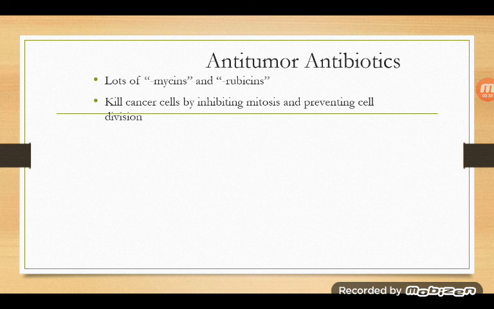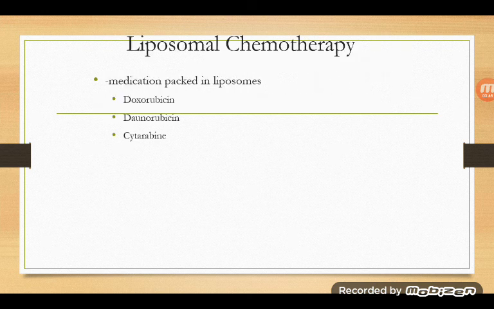Anti-tumor antibiotics. Lots of mycins and rubicins kill cancer cells by inhibiting mitosis and preventing cell division, just like they do to the bacteria. Liposomal chemotherapy, these neat little packaged medications that can package up in liposomes within the cell, things like doxorubicin, daunorubicin, and cytarabine.